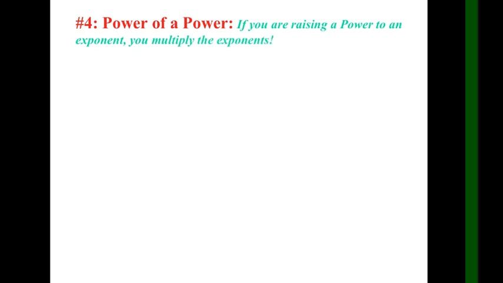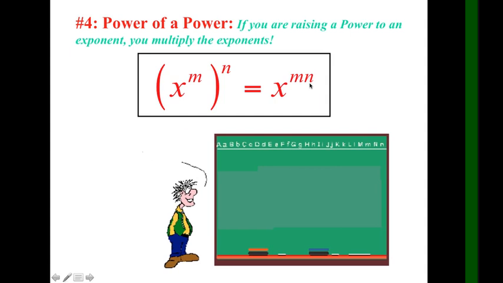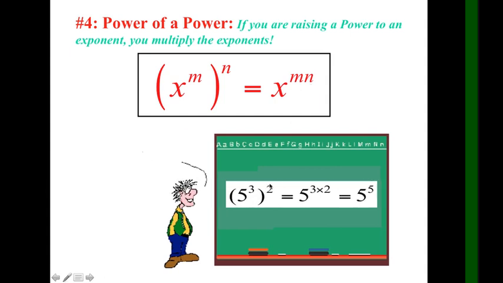Number 4, power of a power. If you are raising a power to an exponent, you multiply the exponents. So the rule is, for instance, x raised to m, raised to n. You will multiply m and n, so that is m times n. Example, we have 5 raised to 3 and then 2. Multiply them. So we have 3 times 2, and the answer is 6.